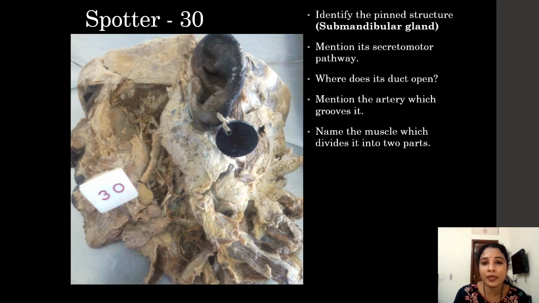Next is the submandibular salivary gland. So you can see here, this is the walnut-like submandibular salivary gland, which is present in the submandibular region. Secretomotor pathway of submandibular gland, or parasympathetic supply.